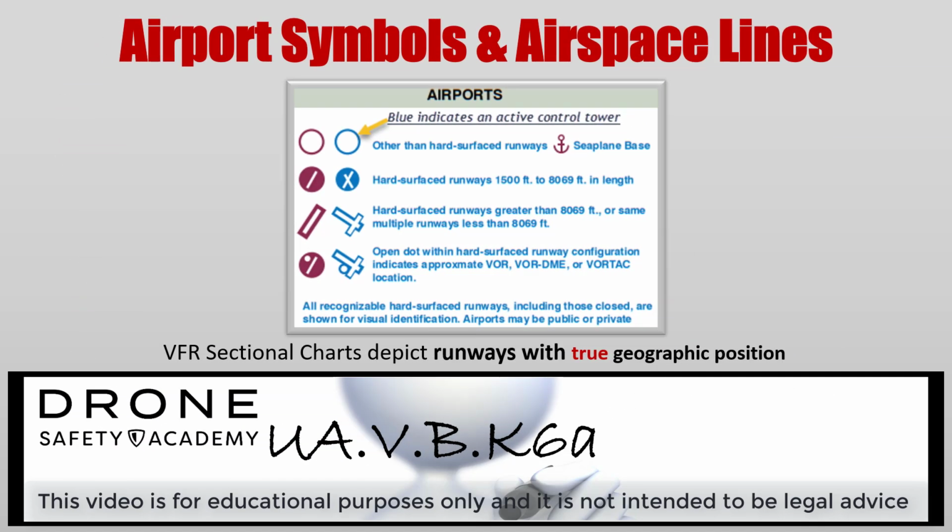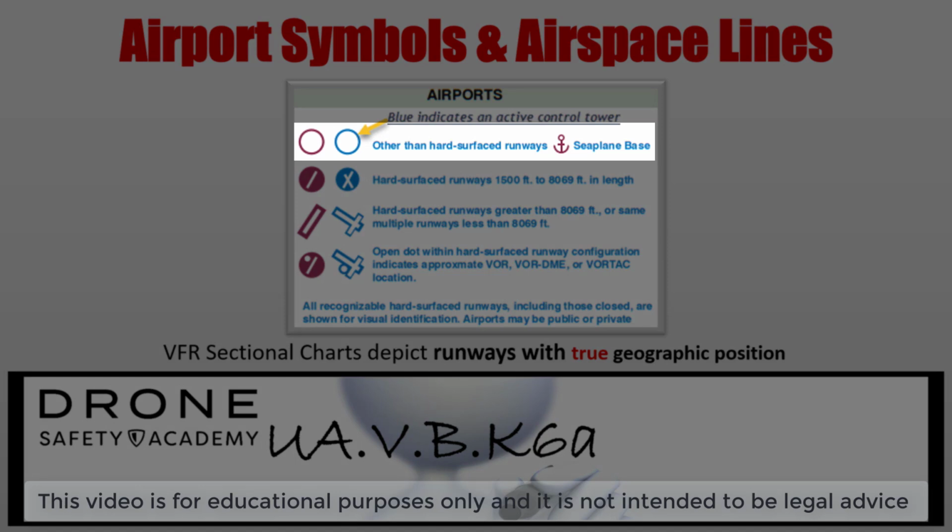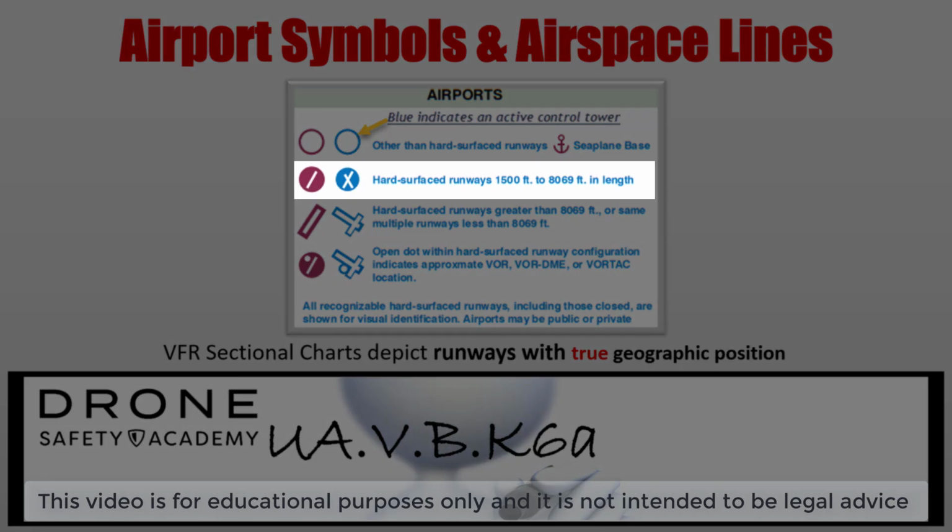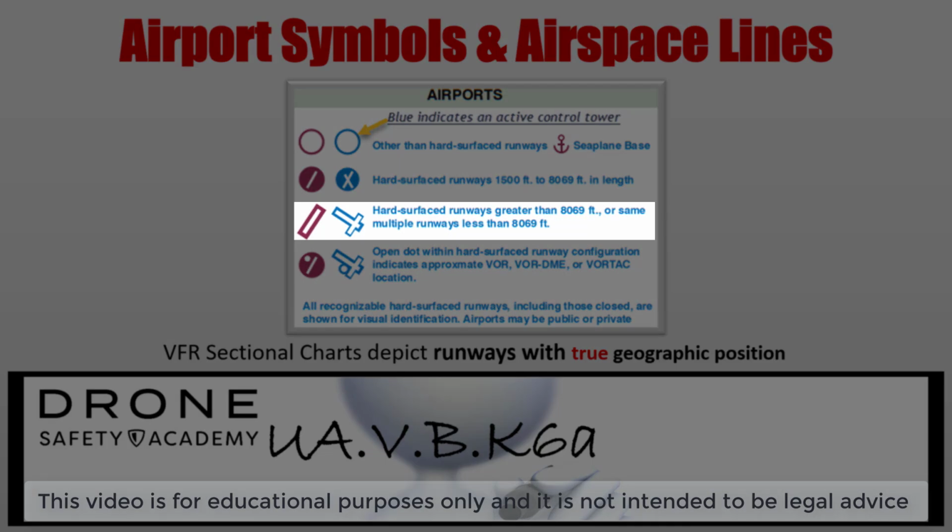Alright, let's take a look at some airport symbols. Again, blue indicates an active control tower. The top two are smaller airports with runways other than a hard surface. The solid circles with the runways in them indicate that there is a hard surface runway between 1,500 feet to 8,069 feet in length. If the runways are greater than 8,069 feet, then it'll just show the runways, no circles.